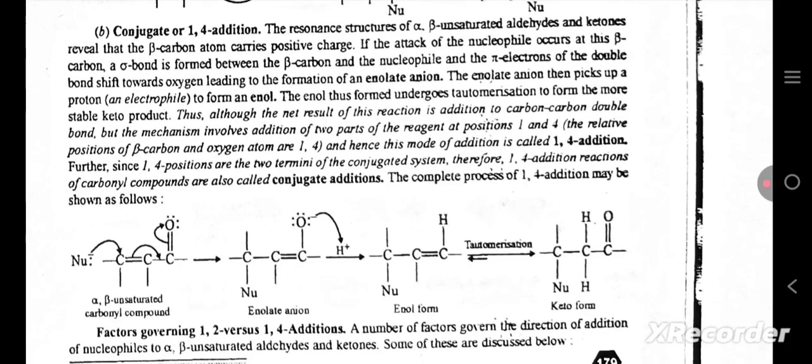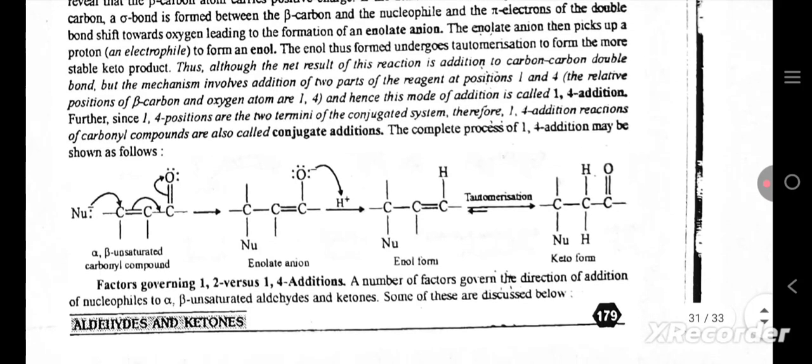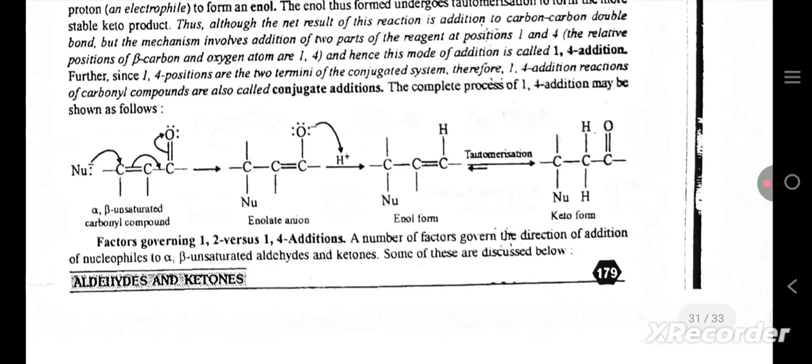The resonance structures of alpha-beta unsaturated aldehydes and ketones reveal that the beta carbon atom carries positive charge. If the attack of the nucleophile occurs at this beta carbon, a sigma bond is formed between the beta carbon and the nucleophile, and the pi electrons of the double bond shift towards oxygen, leading to the formation of an enolate ion. The enolate ion then picks up a proton to form an enol. The enol thus formed undergoes tautomerization to form the more stable keto product. Thus, although the net result of this reaction is addition to the carbon-carbon double bond, the mechanism involves addition of two parts of the reagent at positions 1 and 4, and hence this mode of addition is called 1,4 addition.